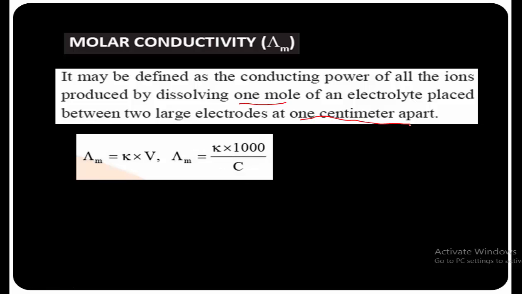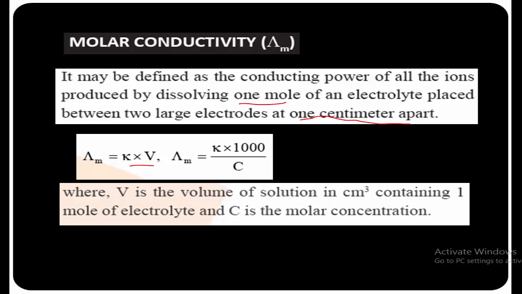And it is given as lambda m is equal to kappa into V. Kappa means conductivity, V means volume. So it is also given as lambda m is equal to kappa into 1000 divided by C, because V is the volume of the solution in cubic centimeter containing 1 mole of electrolyte, and C is the molar concentration.